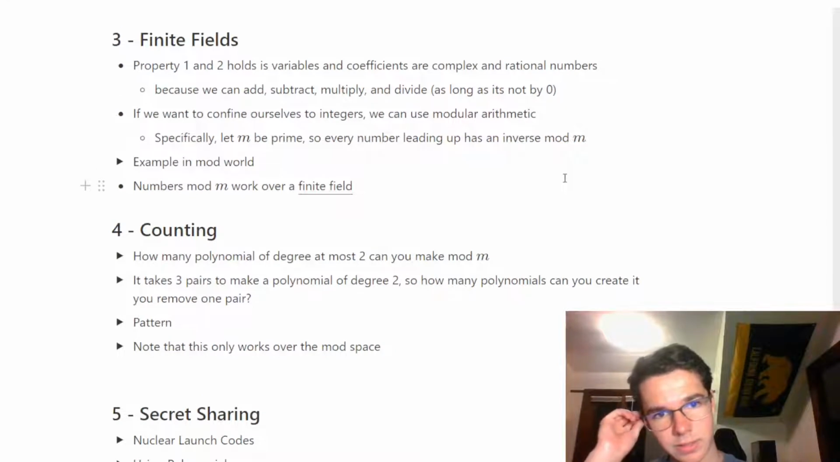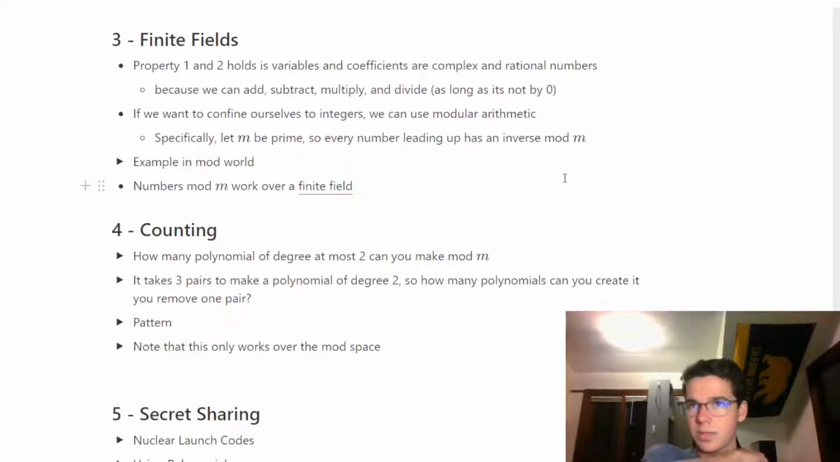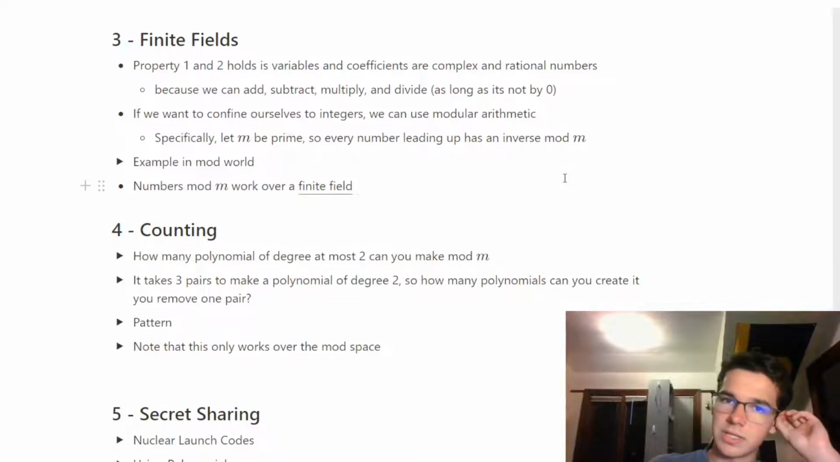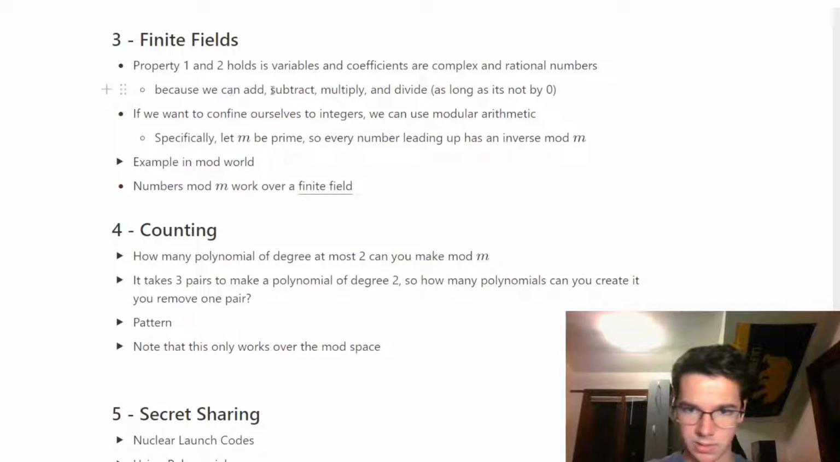Okay, finite fields. This one was fairly quick. I feel like we're going to learn a bit more about this later, but it was sort of just high level. So first off, property 1 and 2 hold in variables and coefficients that deal with complex and rational numbers. That's because we can add, subtract, multiply, and divide as long as we're not dividing by 0. But we're dealing with modular arithmetic, and if we want to confine ourselves to the integers, then we're going to use modular arithmetic.